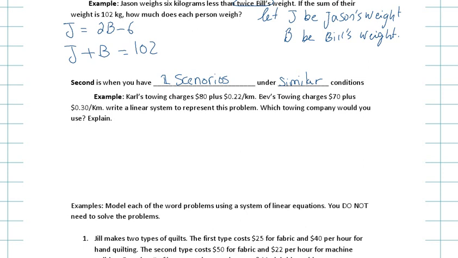Carl's Towing charges $80 plus 0.22 cents per kilometer. Carl would be A. Bev's Towing charges $70 plus $0.3 per kilometer. Write a linear system to represent this problem.